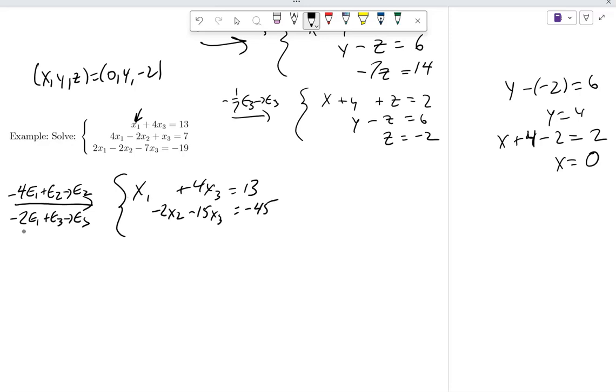So going through each one of them, negative 4 times the x1 plus 4x1 gives you 0. There isn't an x2 here, so 0 minus a 2 gives me negative 2x2. Negative 16 plus 1 gives you negative 15x3. Negative 52 plus 7 gives you negative 45.